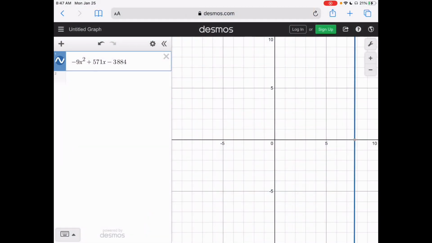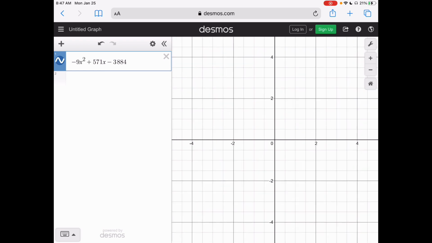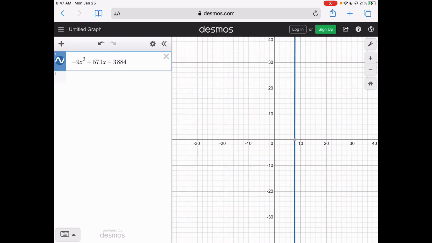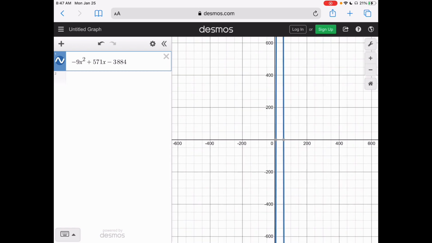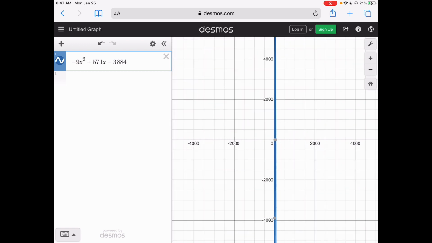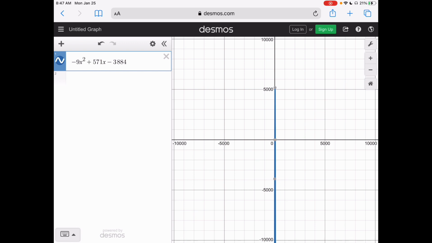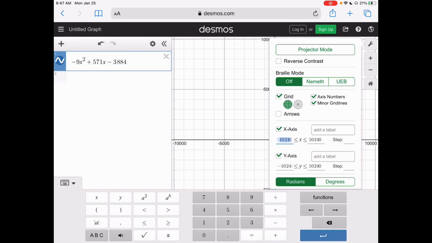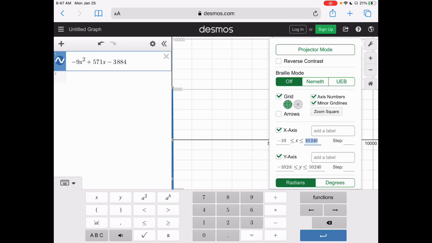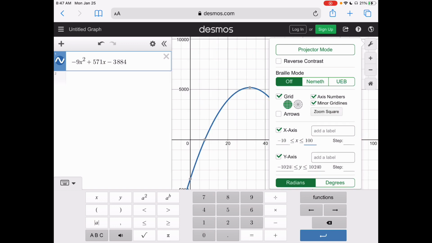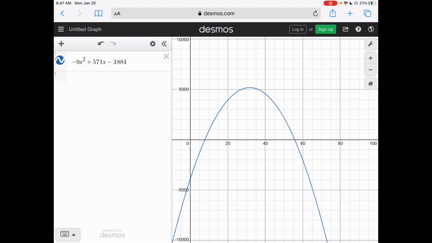Now we can also use a graph to solve this problem. Go to desmos.com and type in the function. You might need to zoom out using the buttons you see on the right-hand side until you can see your whole graph. All right, now I can kind of see the whole thing, but it looks weird, so I'm going to go to my settings. I'm going to change the x's to say -10 to 100.